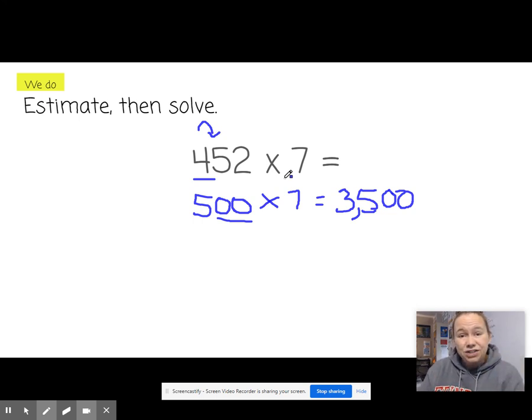this estimated answer is going to be larger than if we had just multiplied 452 times 7. Does that make sense? That 500 times 7 will give you a larger answer than 452 times 7. So the answer is this estimated number is actually greater than what the actual product would be, but we don't need to find the actual product.